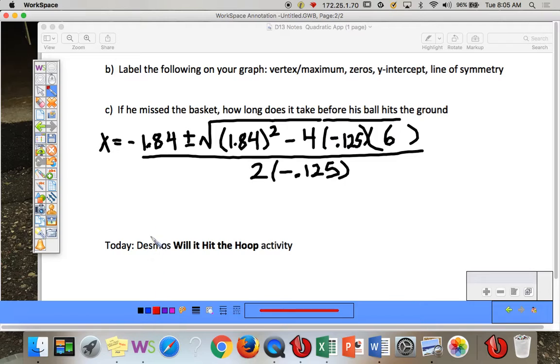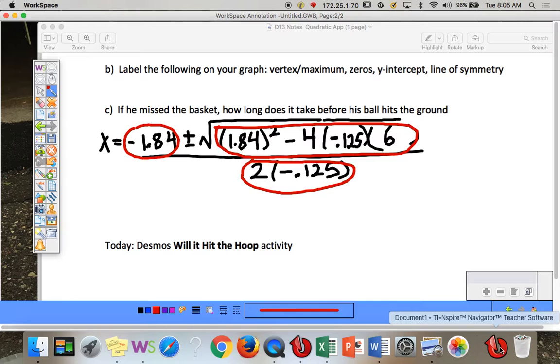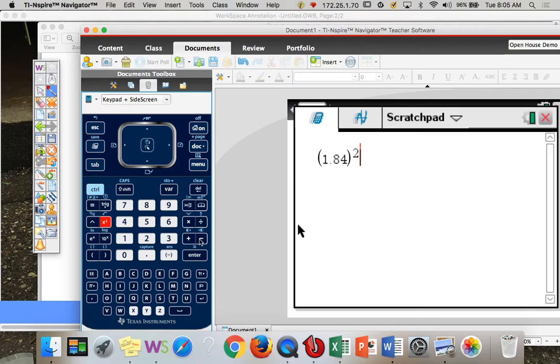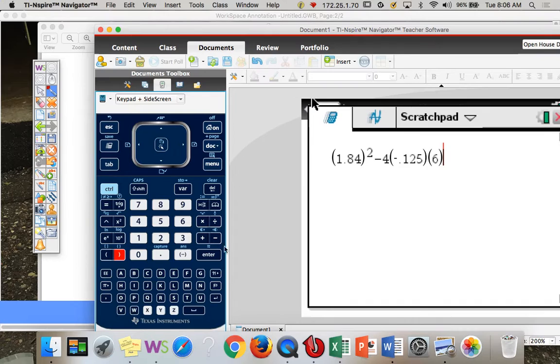When we use the quadratic formula, we talked about how I want you to calculate these three numbers so that you can minimize any error. So let's type that in exactly as you see it. I'll do the discriminant, the number under the square root sign. So let's use parentheses. We have 1.84 squared minus 4, parentheses, negative 0.125, and then parentheses 6. Okay, so there's the discriminant, the thing under the radical sign.